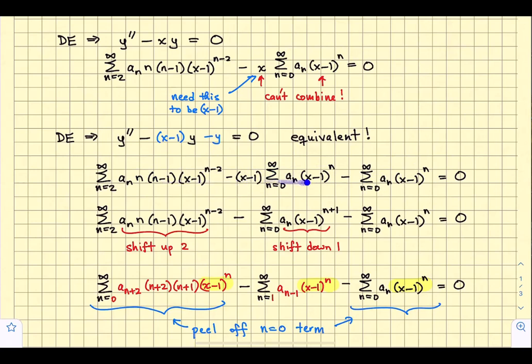Well, now this feels like one of our familiar problems, and so we look and say, at the back end we want an x minus 1 to the n, and we have that on these two.